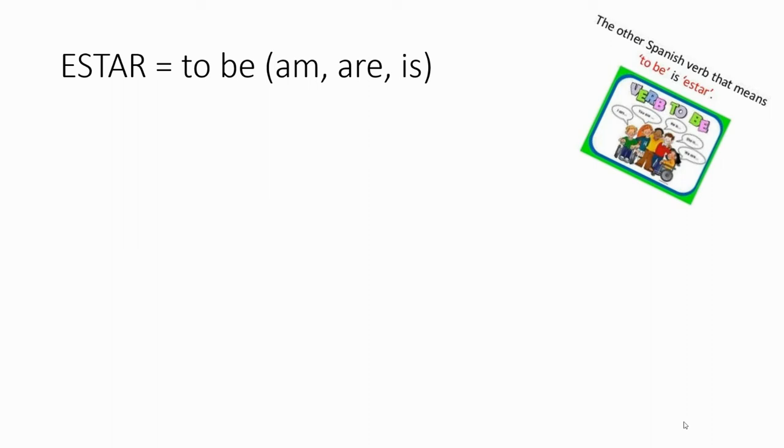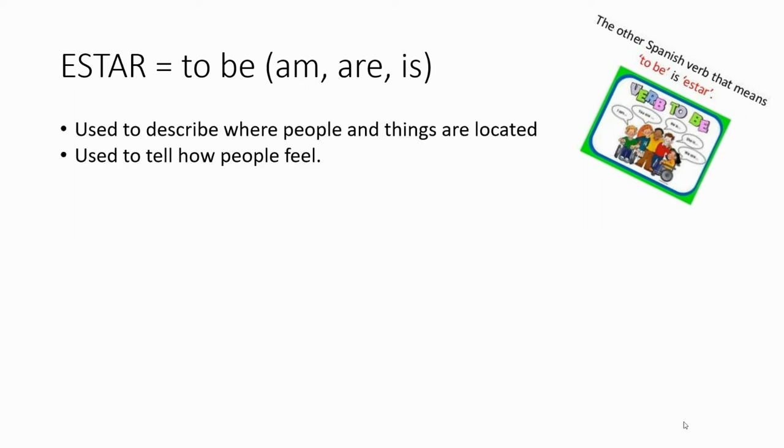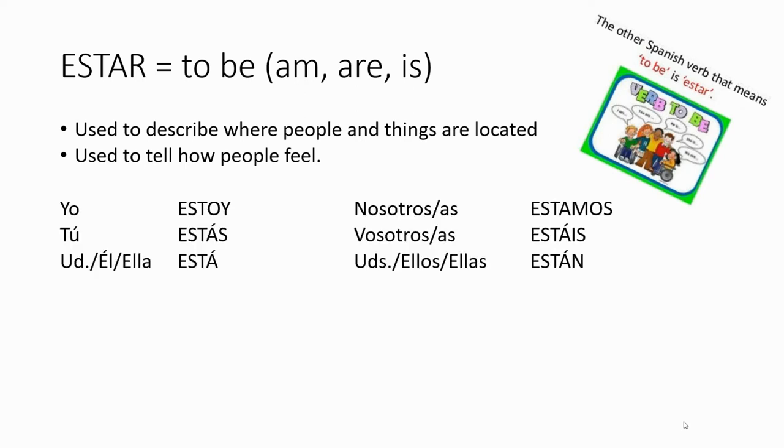The next verb that we're going to look at is estar. Estar also means to be. Those words am, are, and is. Estar is used to describe where people and things are located and used to tell how people feel. Here are your forms of the verb estar. We have estoy, estás, está, estamos, estáis, and están.